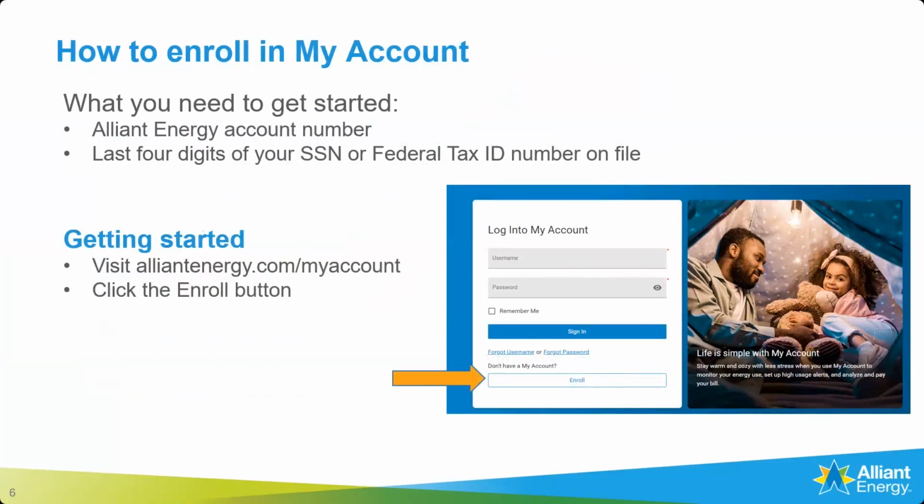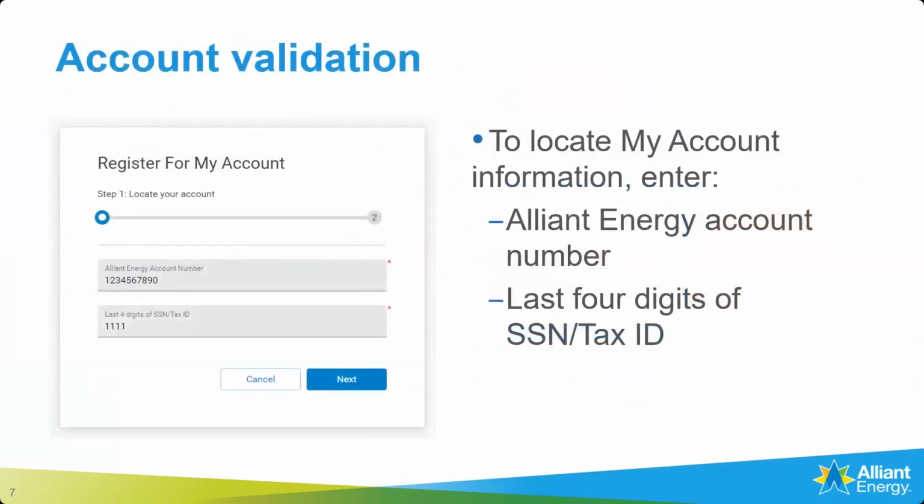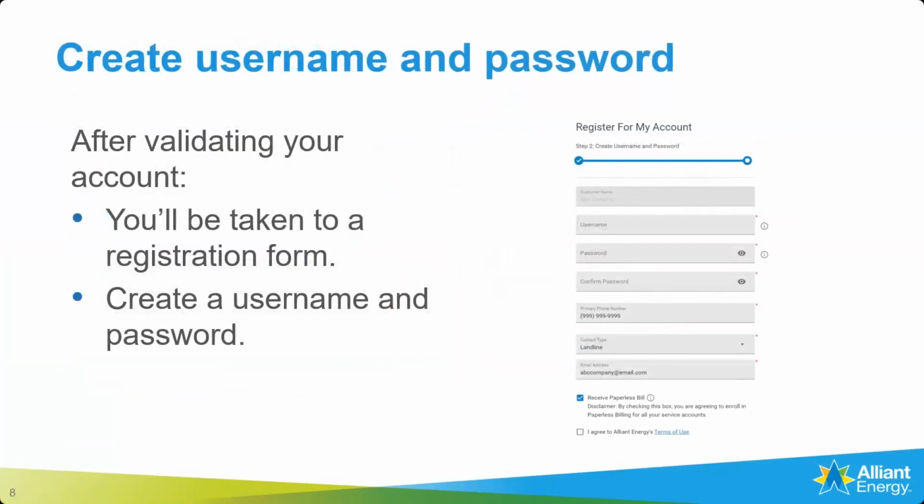And what you'll need to have handy is the last four digits of either the Social Security number or federal tax ID number that's tied to your Alliant account, as well as your Alliant Energy account number. And that account number can be found on your bill. Once you enter that information, you will be taken through the process of setting up your username and password.